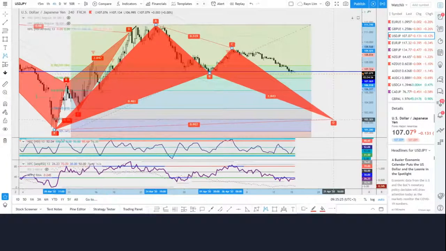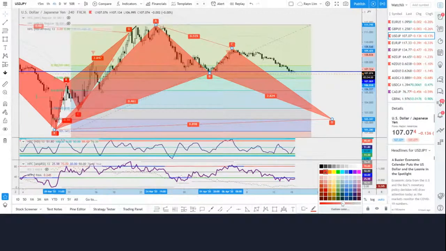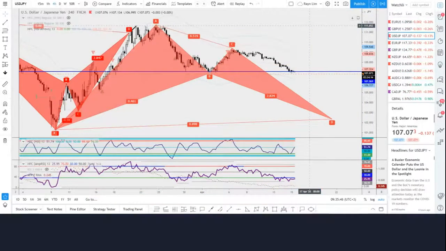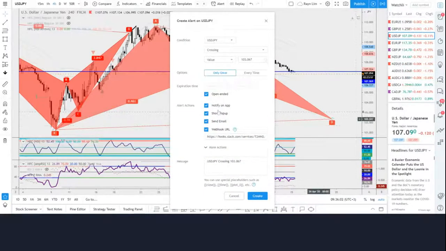I'm doing a shortcut. In fact, there are about 19 rules to draw a correct Bat pattern. Right now I'm using 17 of the rules. This will be around the price that it can reverse, 102.23. Let's say it comes down to that price, it's a potential buying opportunity over here. Of course, once the trade gets a bit near, I'll share it with my subscribers and give an accurate level and an estimate level.